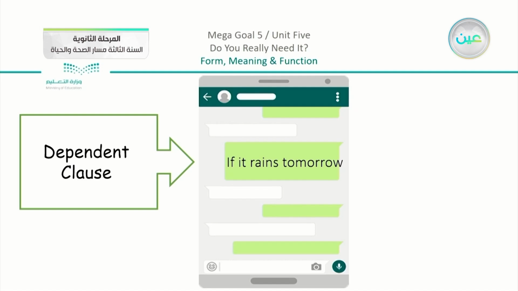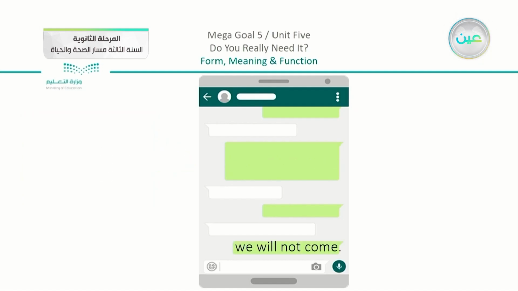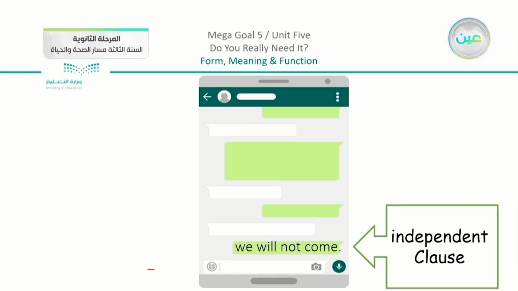They are dependent clauses as well. On the other hand, we have here, if we just wrote, we will not come. So just imagine that you just received this text, which is we will not come. You have received a complete idea, a complete meaning here, which means that we have here the independent clause.